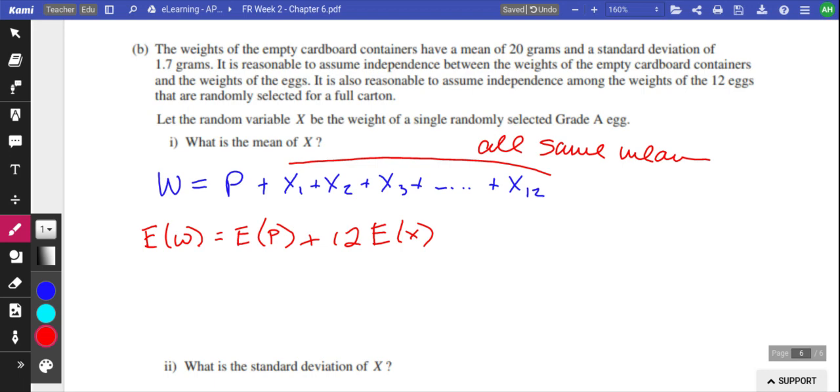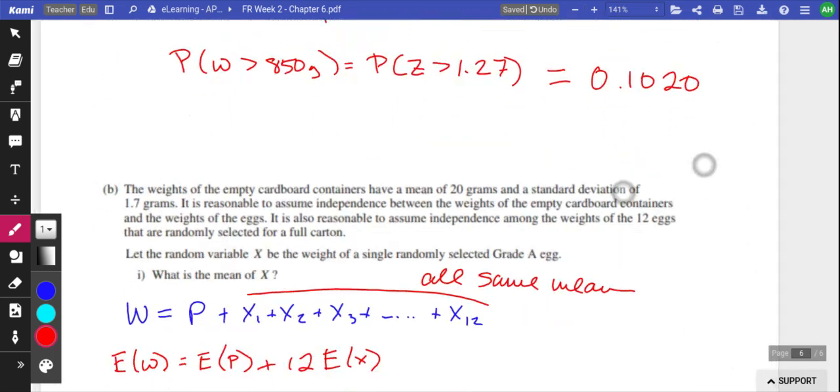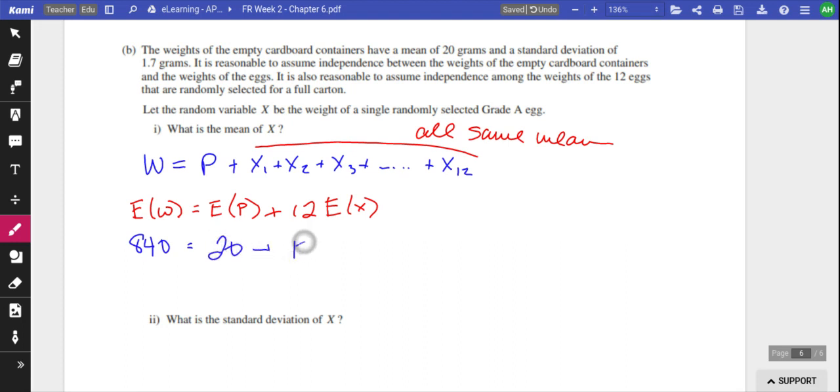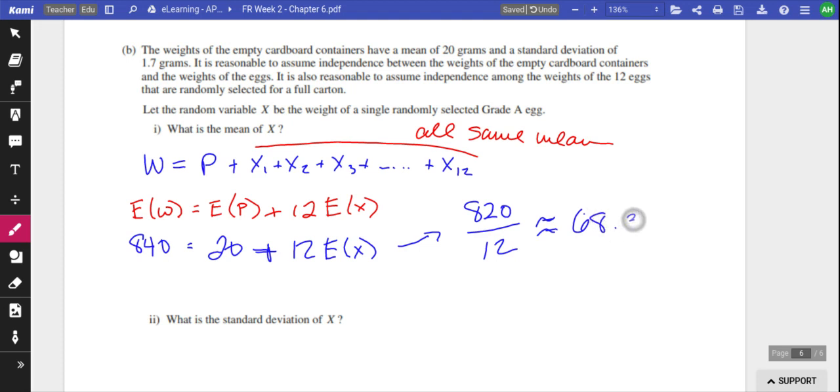So what ends up happening then is that since we've got an average weight, what was our average weight again? 840. Okay. Go in. This is 840. We have an average weight of 20 grams here, plus 12 EX. You're basically going to go through and say, all right, well, 820 grams is for the eggs. I've got 12 of those. So I'm going to come up with about 68.33 grams per egg.